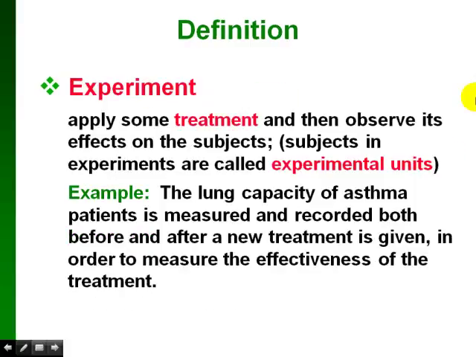On the other hand, in an experiment, the researcher would apply some type of treatment and then observe its effects on the subjects. An example of this would be where the lung capacity of asthma patients is measured and recorded both before and after a new treatment is given in order to measure the effectiveness of the treatment. This would be an experiment because the treatment is being given, which would modify the characteristics of the subjects.